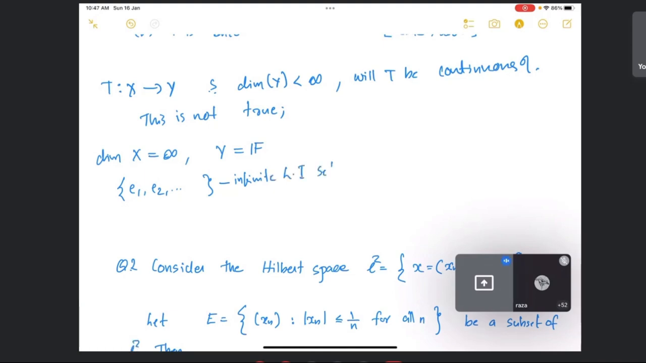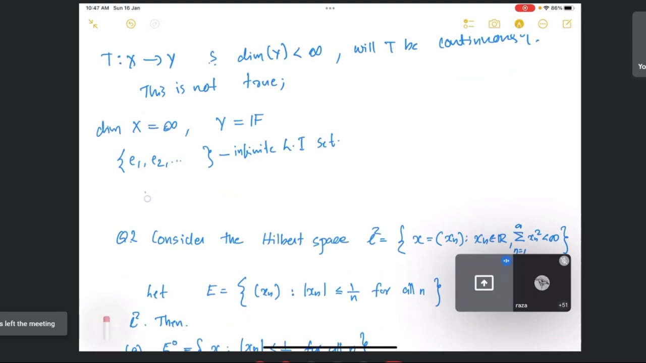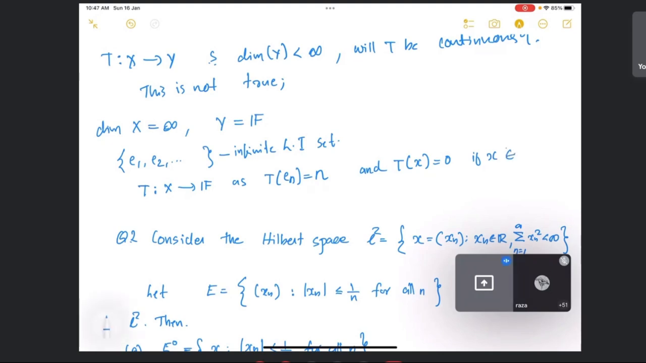Now you define a map T from X to F as T of En equals n, and T of x equal to 0 if x belongs to the span of E1 up to En, or you can define T of x to be anything, need not be zero. This is the simplest way you can define it. This example says that you can always have an infinite linearly independent set, there you define T of En to be n, and you extend that to a basis of X, and you extend that operator T linearly.